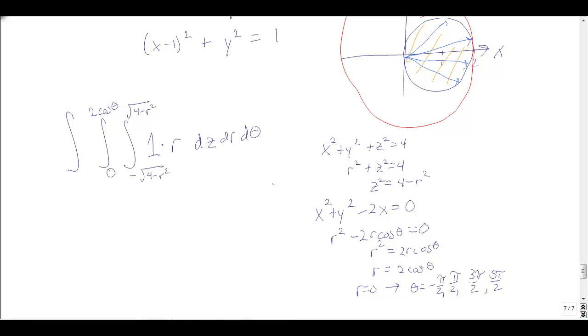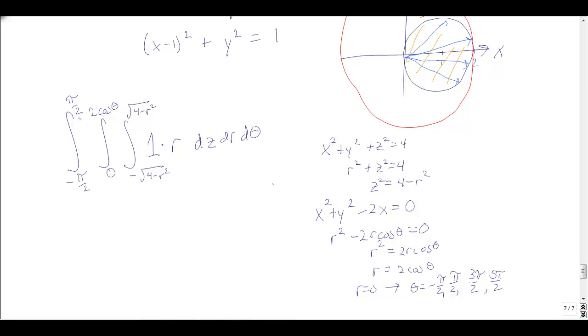Cosine, starting at negative pi over 2, is going to be positive. So I'm going to start here, move around, and we go to pi over 2. We're still positive on this radius, and we'll end up there at pi over 2. So when we go from negative pi over 2 to pi over 2, we actually do one full circle. So note here, this theta bound is negative pi over 2 to pi over 2. You could also do just any interval of length pi.